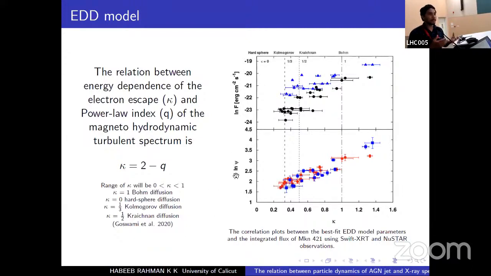This linear correlation supports that their model is acceptable. Along with that, they checked the correlation between the flux and this kappa, and for this flux plot they are not getting such a well correlation. Here also you can see blue data points and black ones; the blue represents the combined Swift and NuSTAR observation, and the black the NuSTAR alone data.